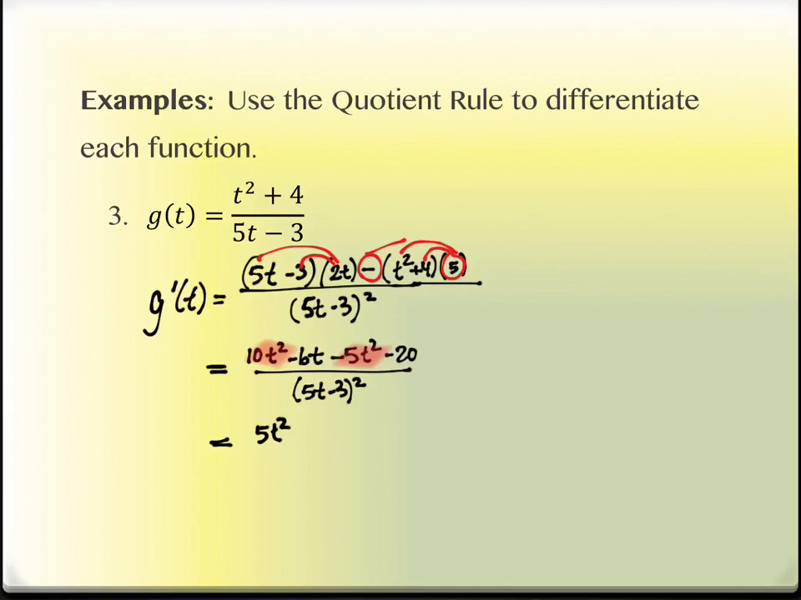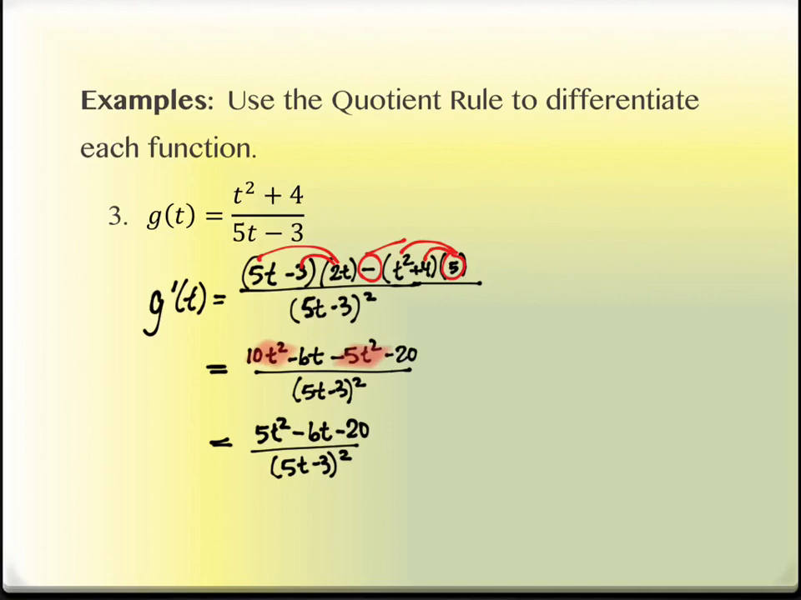Anything else reducing? No, I just have to write them right. I have negative 6t and minus 20. The denominator is 5t minus 3. In order to reduce anything with the denominator, you have to have a factor, not a term, but a factor of 5t minus 3. Now, there is a 5t in my numerator, so it seems reasonable that I stand a chance of that happening.